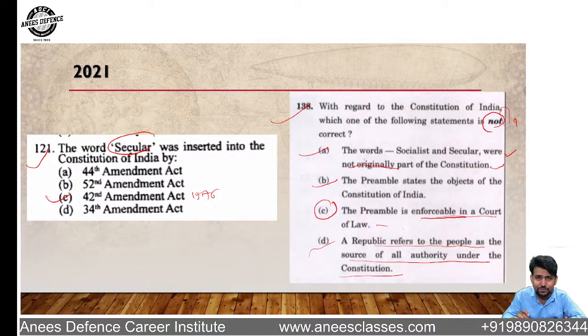So the only statement which seems incorrect in this is option C, because I just told you that preamble is not enforceable in court of law. Preamble is non-enforceable, or you can also say non-justiciable, right? So that's why C should be the answer. That means C is not correct, because preamble is not enforceable, right? Done. Okay.